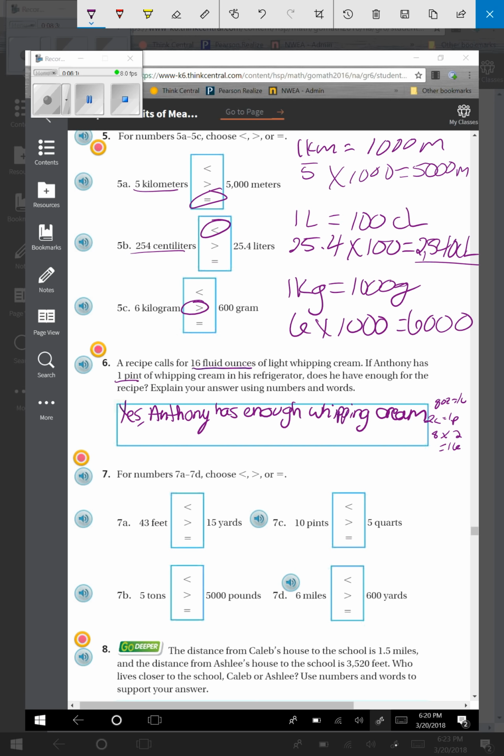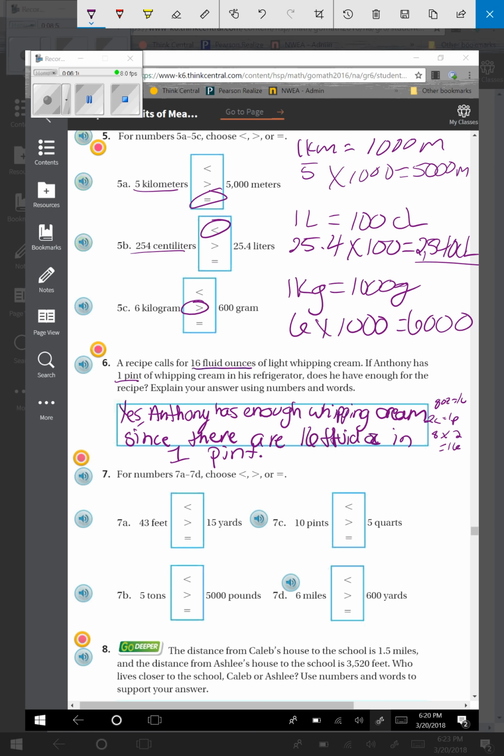Since there are 16 fluid ounces in 1 pint.